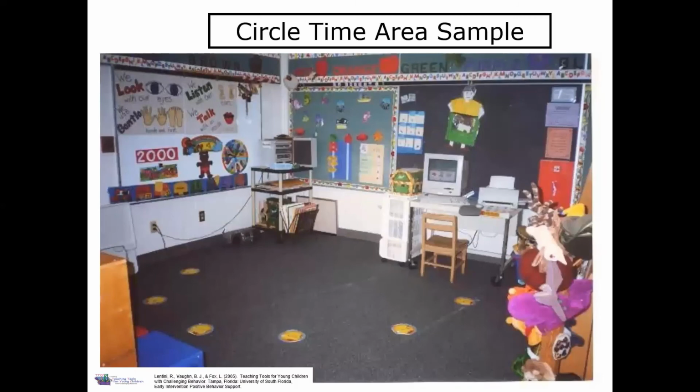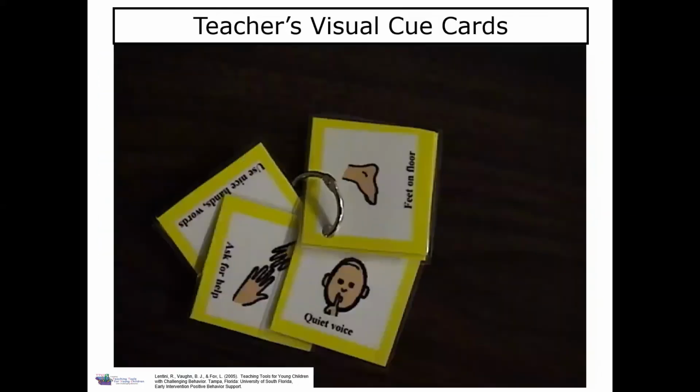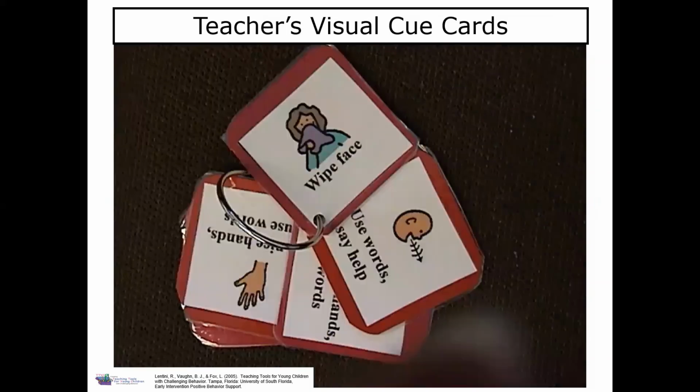So here's an example of circle time, we've got visuals on the floor there to show where the child should sit. Here are the teacher's visuals that they could carry around and show to the child. If it's using your quiet voice, putting your feet on the floor, they can show these visuals to help communication. Or if we're giving directions, it might be showing the visual to prompt the child to wipe their face, or prompting them to use their words to ask for help.